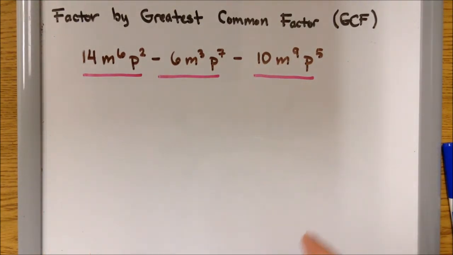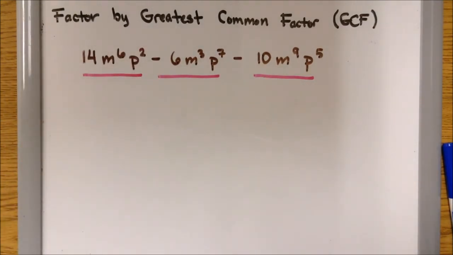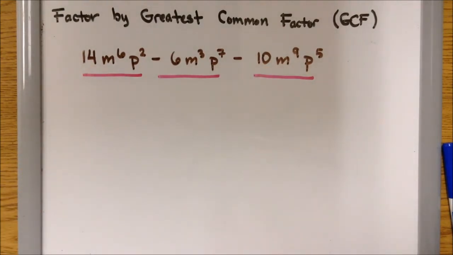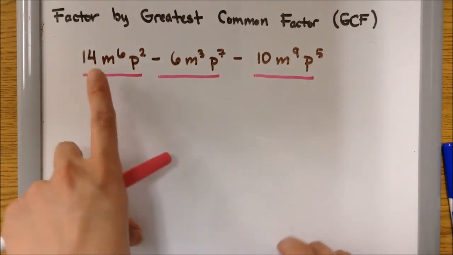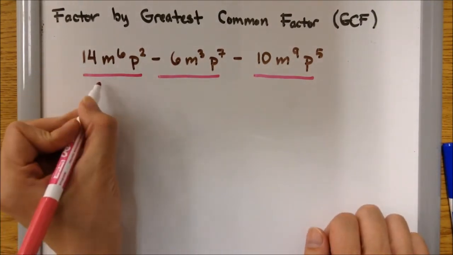Now let's look at the numbers first, the coefficients. 14, 6, and 10. They're all even numbers, so they can be divisible by 2, but is anything higher than 2 possible? I can't divide 14 and 10 by 3. I can't divide any of them by 4. And I cannot divide 14 and 6 by 5. Nor could I divide 14 and 10 by 6. So I think I'm pretty much good with 2. So I'm going to divide everything by 2.